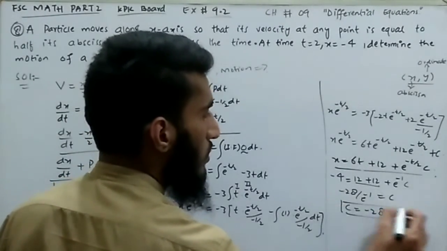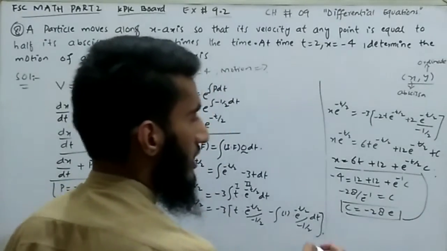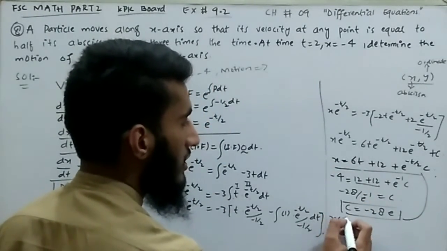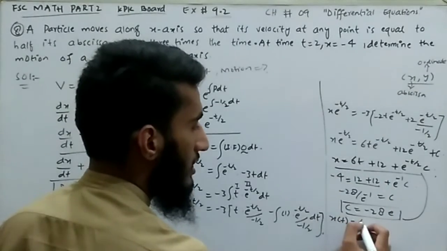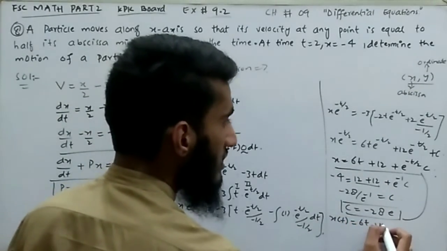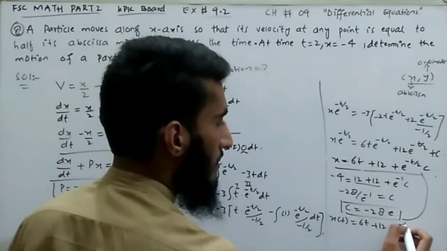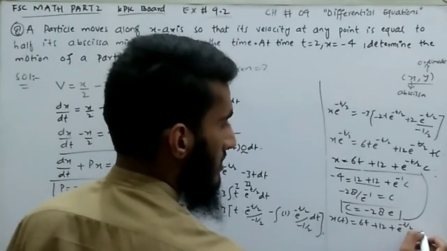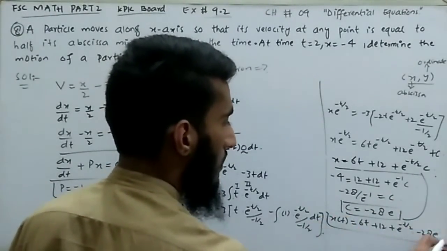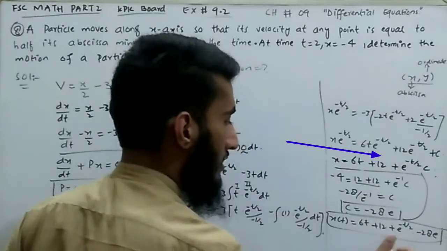Now by putting this value over here, it will give us the required equation of motion, which is x of t is equal to 6 times of t plus 12 plus e power minus t by 2 into c. C is minus 28e. This is actually the required equation of motion, and this is the required answer.